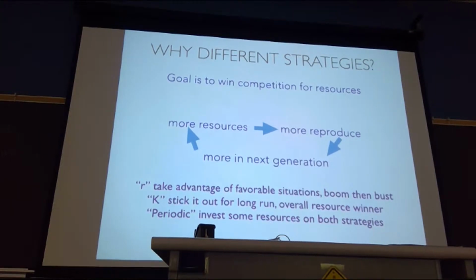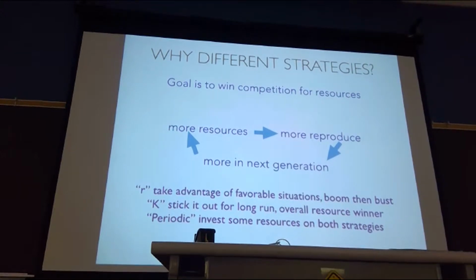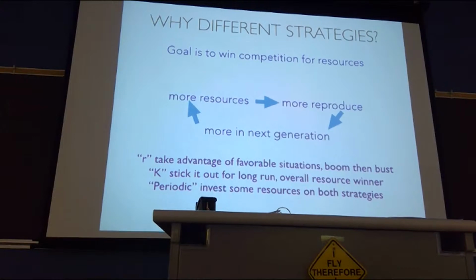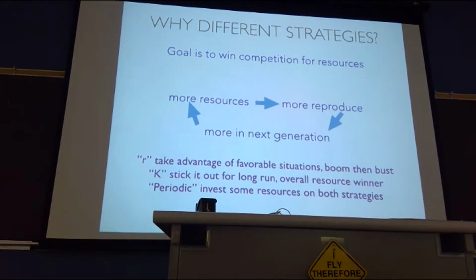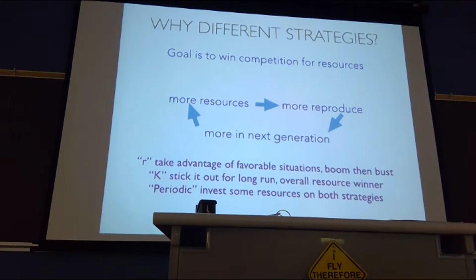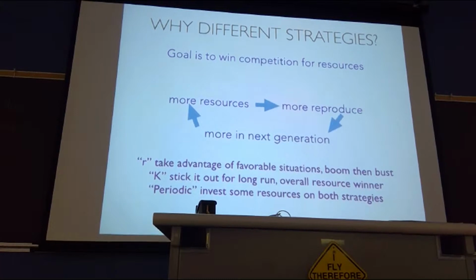If you're a periodic strategist, you try to put together the best of both of these strategies. As I said, you might make lots of babies, but you're going to have an opportunity to make lots of babies in the future, rather than dying early on. Or you might take care of some offspring to ensure that some survive, but each time you're going to make fewer offspring.